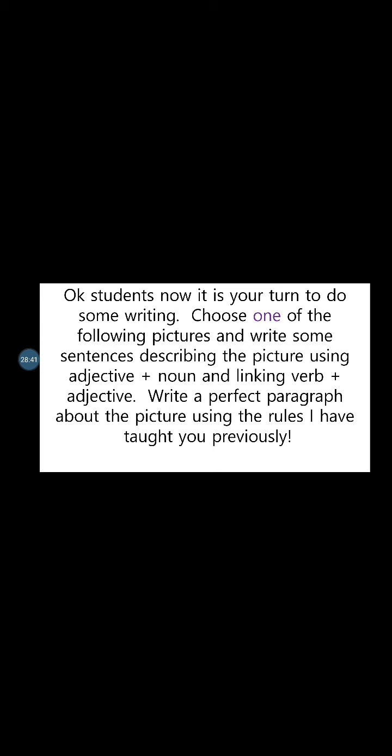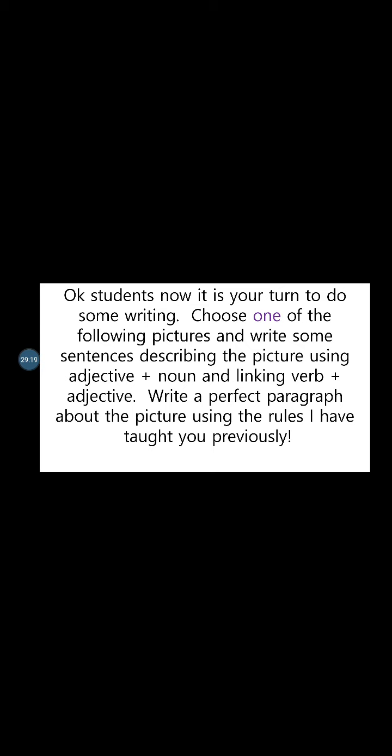Okay, students, now it is your turn to do some writing. Choose one of the following pictures and write some sentences describing the picture using adjective plus noun and linking verb plus adjective. Then write a perfect paragraph about the picture using the rules I have taught you previously many times.